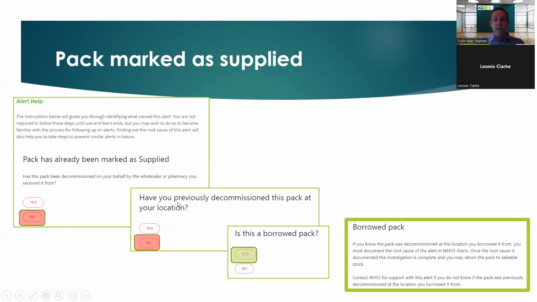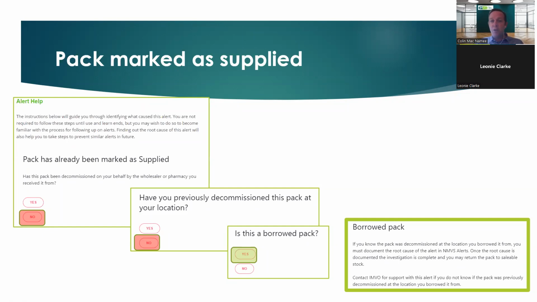If I had said no to have you previously decommissioned this pack at your location, the next question you're asked is, is this a borrowed pack? And as we do see happens, if the pack is a borrowed pack, and I've clicked yes, again, the text will bring you to the point where it will say, if you know the pack was decommissioned at the location you borrowed it from, you must document the root cause of the alert in NMVS alerts. Once the root cause is documented, the investigation is complete, and you may return the pack to saleable stock. You can contact IMVO for support with this alert if you don't know if the pack was previously decommissioned at the location you borrowed it from.